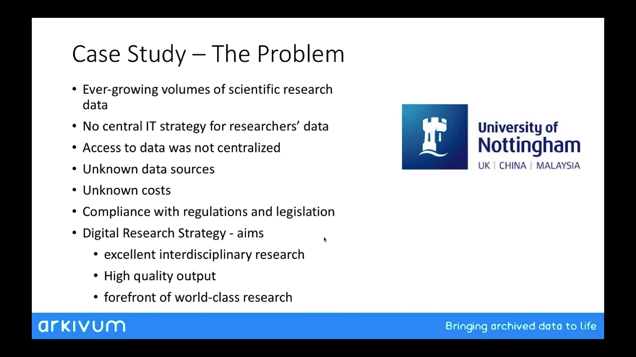And part of the aim of the overall strategy, as you can see there, is to make sure that the research is able to be shared where appropriate, that you can actually pull together some interdisciplinary research, which may not have otherwise been possible. Obviously, the output of the research should be of higher and higher quality, and it puts University of Nottingham even more on the map. You know, if you can say that you're at the forefront of this level of research, then that's got to be a good thing.